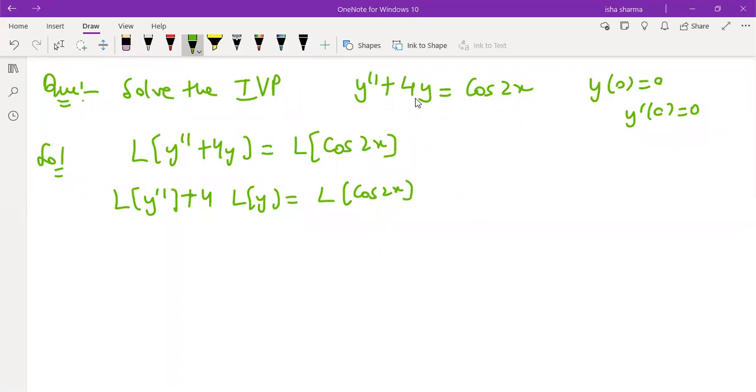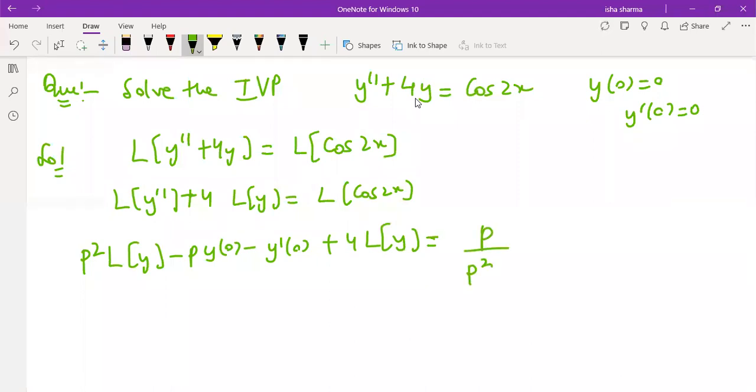So L of y double dash is p square L of y minus p y(0) minus y dash(0), and this is 4 times L of y. And on right hand side, Laplace transform of cos 2x is p over p square plus 4. So on using the initial conditions, y at 0 is 0 and y dash 0 is 0. So these two terms are going to be 0. So I'll be just left with (p square plus 4) into L of y is p over p square plus 4.